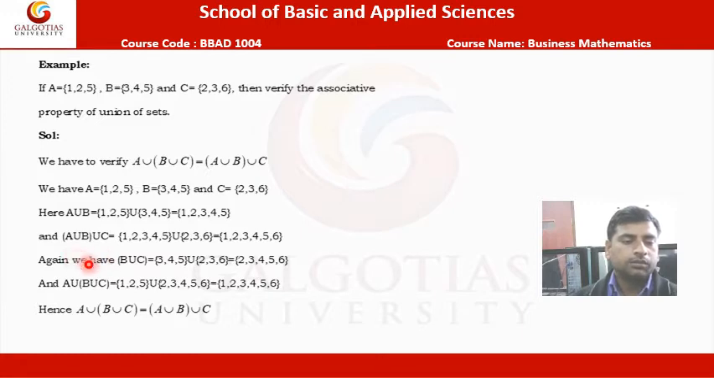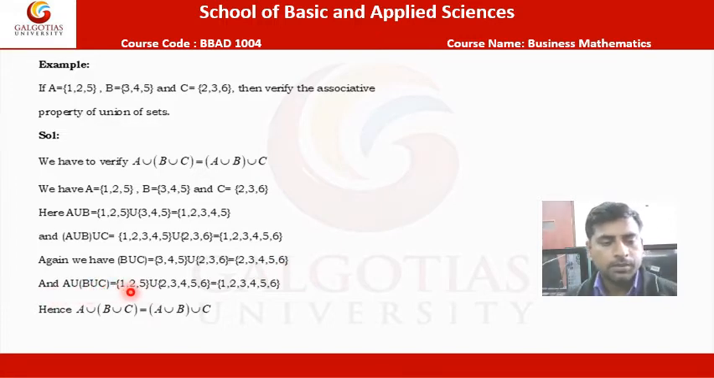If we take the union of A union B with respect to C, we will have all the elements of the set A union B and all the elements of set C, and repeated elements are taken only once. So here 2 and 3 are repeated elements. So (A union B) union C will contain the elements 1, 2, 3, 4, 5, 6.